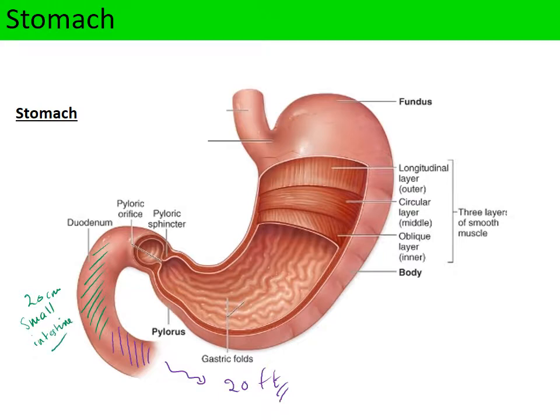Now, we know the stomach sits before the small intestine. So it's at the end of the esophagus and it's before the small intestine. And we know inside the stomach we're going to get gastric juice. So anything to do with the stomach is called gastric. Now, it's the wall of the stomach, called the gastric wall, that secretes. It's got gastric glands within the mucosa layer that secrete hydrochloric acid and pepsinogen.